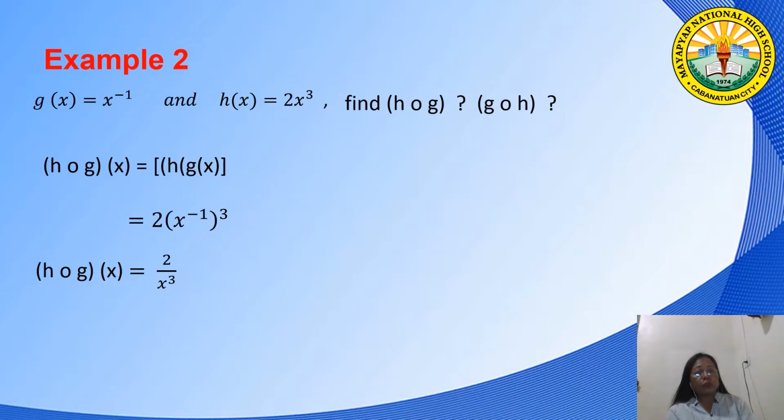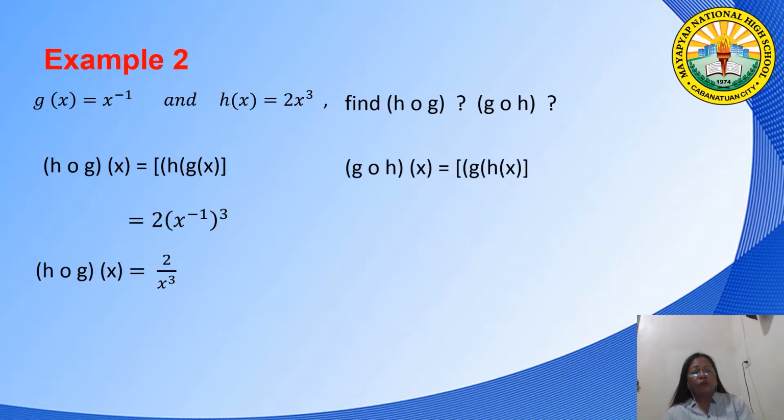So we have x raised to negative 3 located in the numerator, so to make your exponent positive, you put it in the denominator. Therefore, this becomes 2 over x to the third power. So therefore, h composed of g of x equals 2 over x to the third.